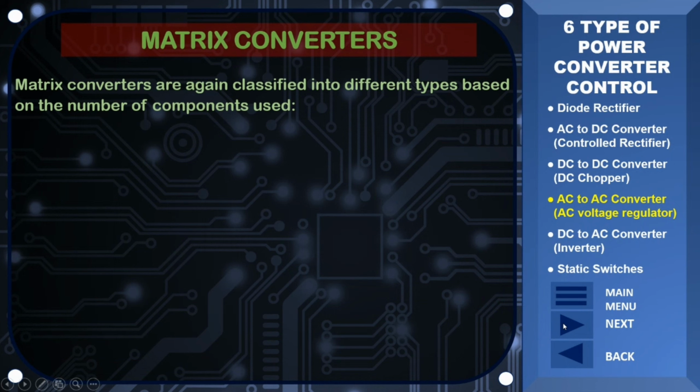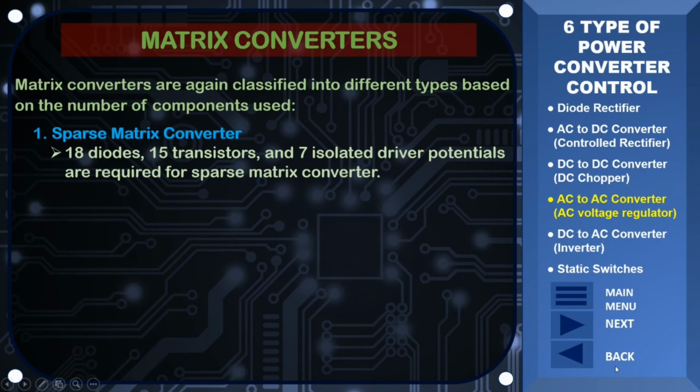First, sparse matrix converters. The function of a sparse matrix converter is identical to the direct matrix converter, but here the number of switches required is less than the direct matrix converter, and thus the reliability of the system can be improved by reducing the controlling complexity. Sparse matrix converters include 18 diodes, 15 transistors, and 7 isolated driver potentials are required.